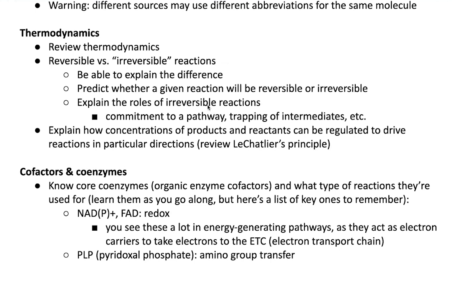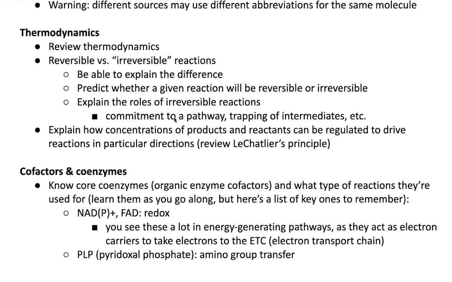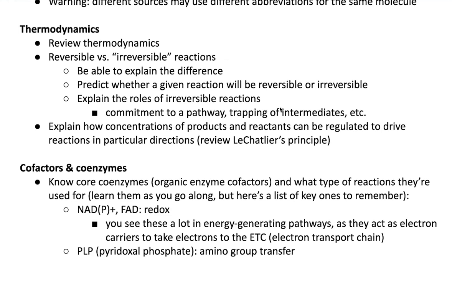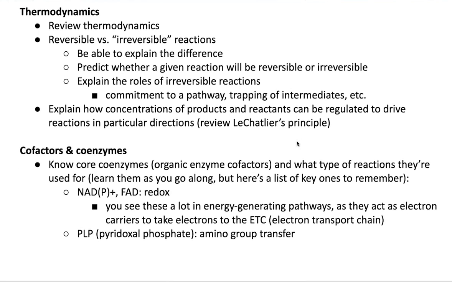Explain the roles of irreversible reactions. So these can do things like make commitment to a pathway because it's irreversible. Trapping of intermediates. So if you put a phosphate group on something that could freely enter the cell, well, now it can't go through anymore. It can't just like flow back out because now it's got that charge and the membrane isn't going to like it. Explain how concentrations of products and reactants can be regulated to drive reactions in particular directions.